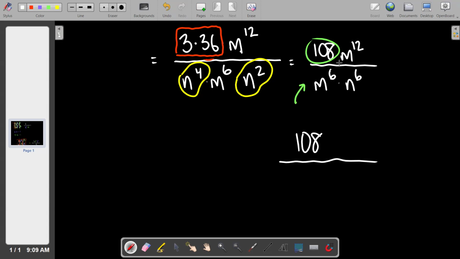And how we got to use our properties. How are we going to combine them? Yes, we are. We're going to take 12 minus 6, which is positive 6. So I'm going to put M to the 6th on top. The only thing left is N. And he looks around and goes, I got nobody. So it just sits right there and you are done.